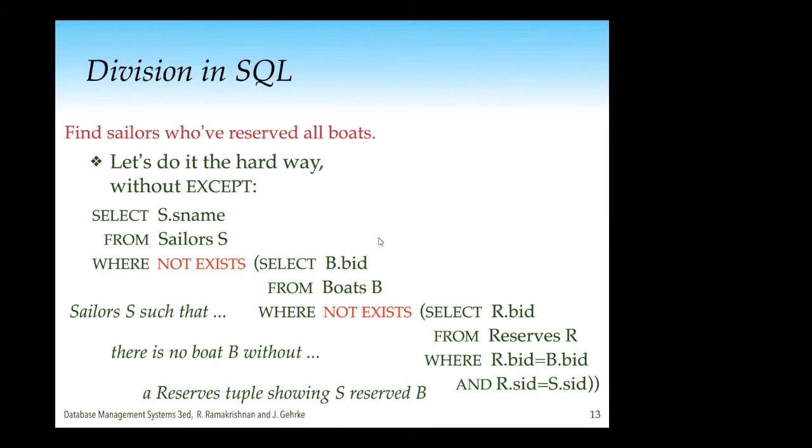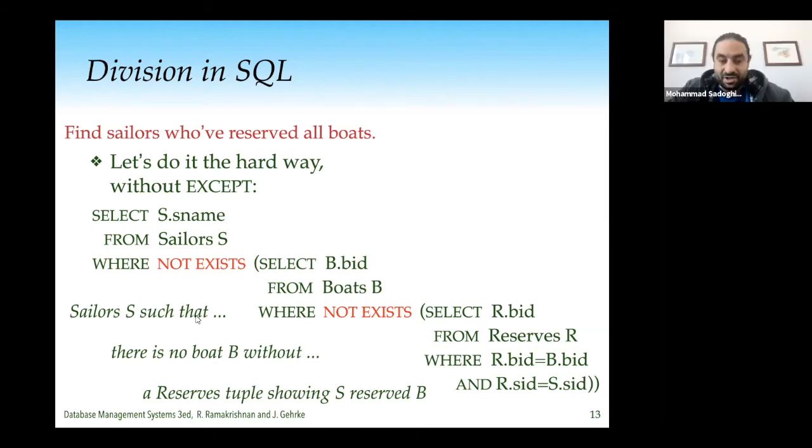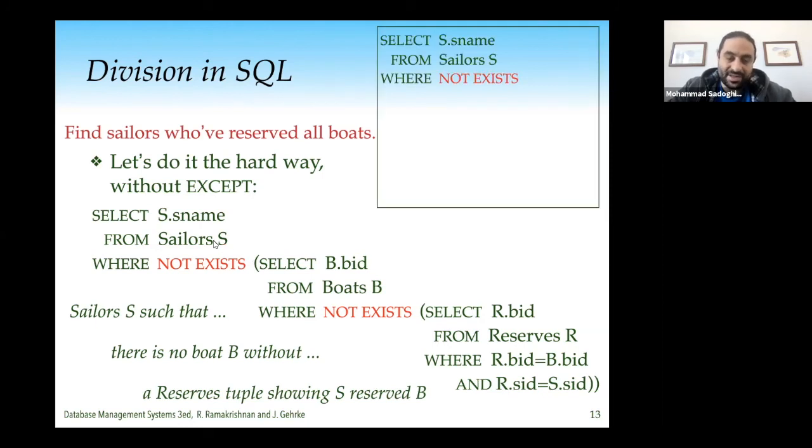Okay, thank you. So there is a sailor such that there is no boat without a reservation. As long as for every single boat there is a reservation, this whole thing will be empty. And if that whole thing is empty, then that sailor is selected.